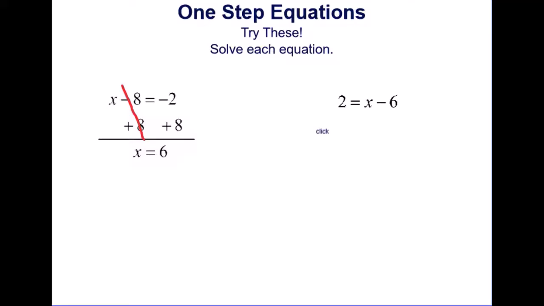Here we have 2 equals x minus 6. So currently they are subtracting 6. The opposite of subtracting 6, or the inverse, would be to add 6 to both sides. That would then cancel the negative 6 and 6, leaving us with x, and 2 plus 6 is 8, giving us an answer of 8 equals x, and you can even switch it around to be more correct. x equals 8.